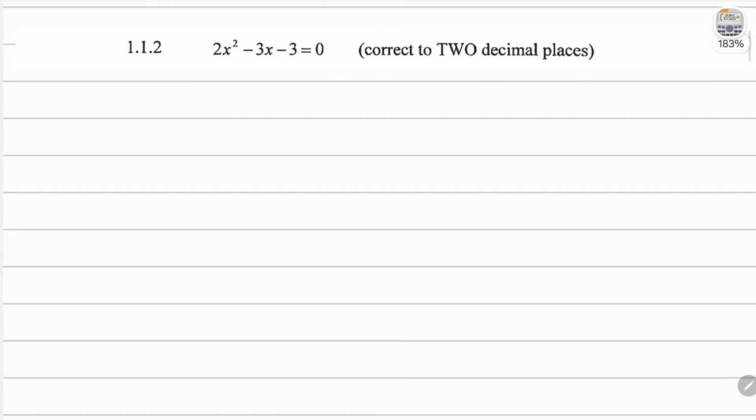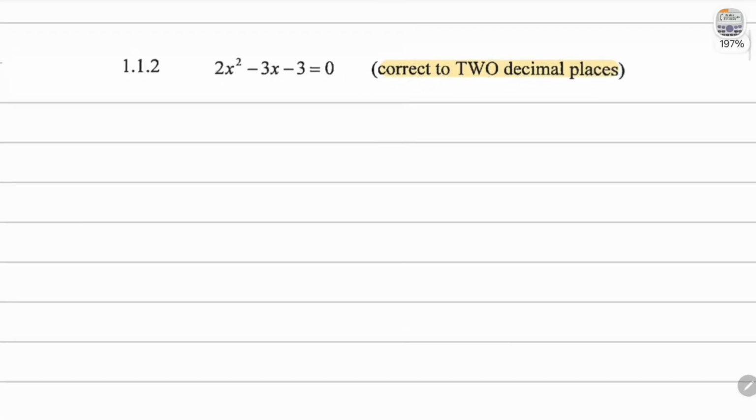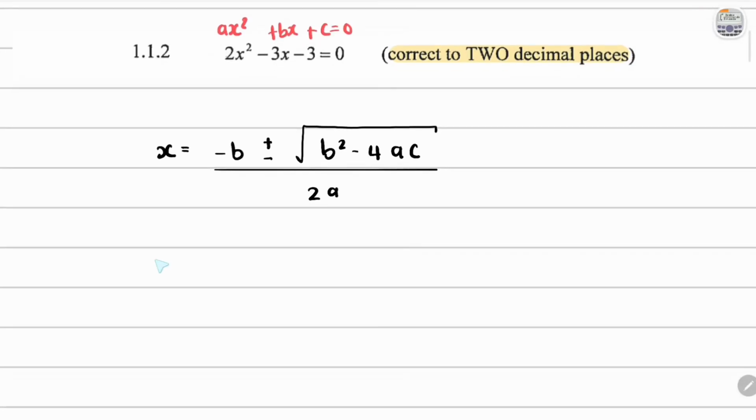Question 1.1.2, we have to solve for x, but correct to 2 decimal places, meaning we need to use the quadratic formula. Now, this is already in its standard form since one hand side is equal to 0. So it is in the form of ax squared plus bx plus c is equal to 0. So let's go ahead and get the quadratic formula. And from this, we can just substitute the values.